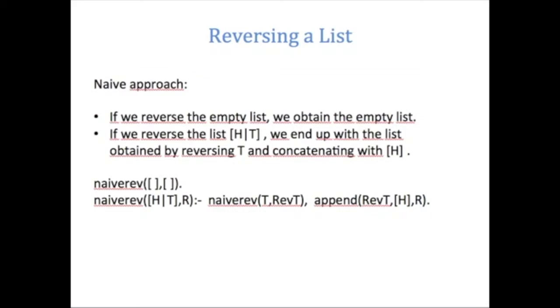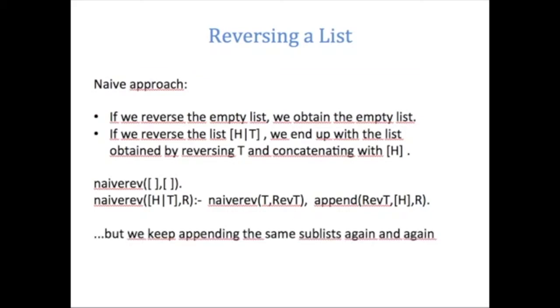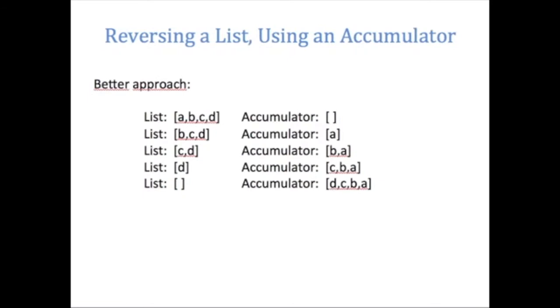And as I say, that's logically correct, but it has some problems because we keep appending the same lists over and over again. In other words, we're going to be appending all but the last element or first element of the list the first time, all but the first 2 elements, all but the first 3 elements. So we keep appending again and again. So that's not very efficient. So the better way to do it is to use what's called an accumulator.